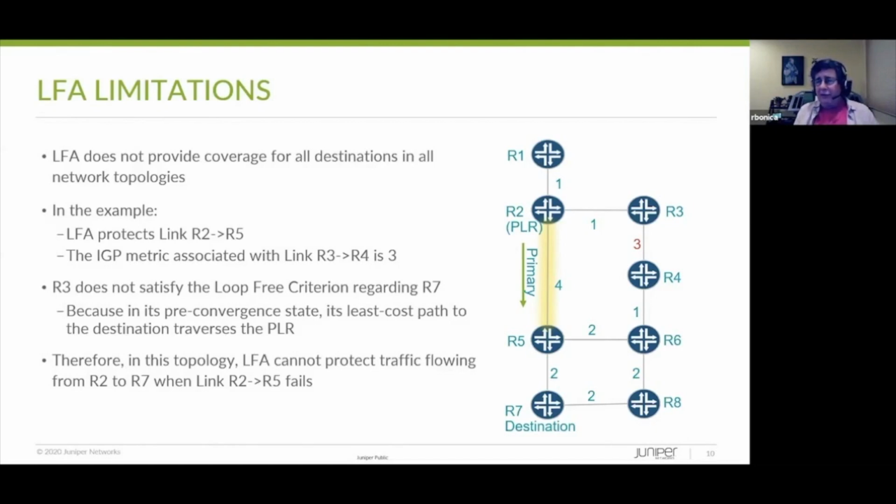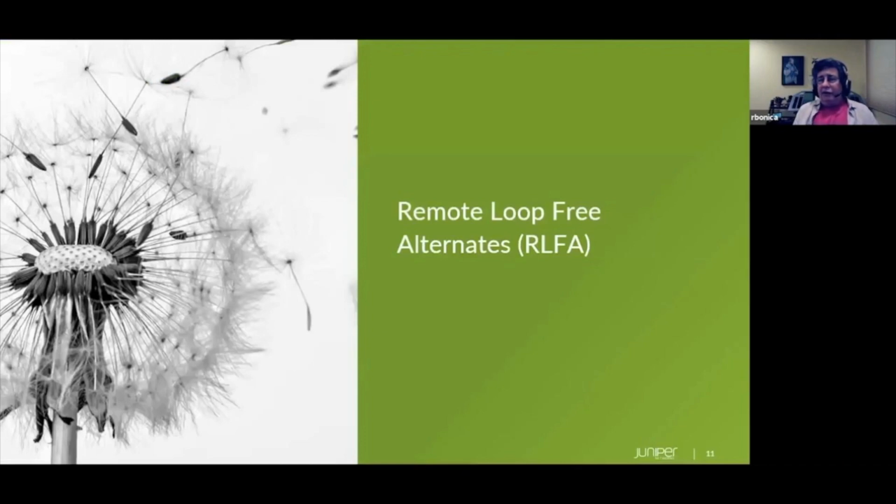So what we're seeing is the basic limitation of just plain old LFA. In some network topologies, there is no repair node. So in this particular network topology, LFA cannot protect link R2, R5 with respect to destination R7. So this brings us to remote LFA. How do we get around this problem?